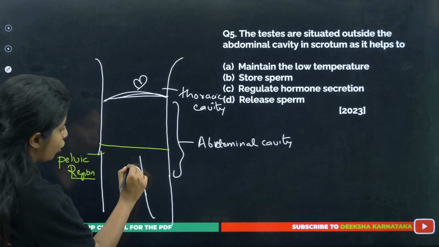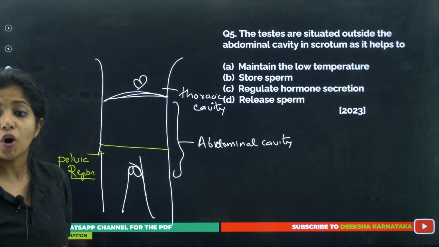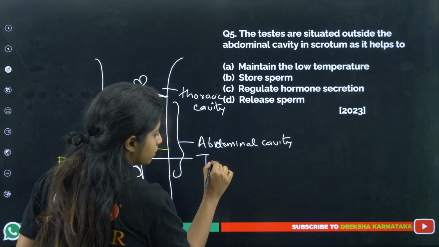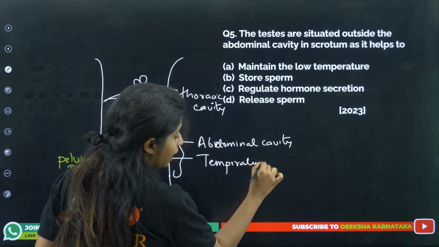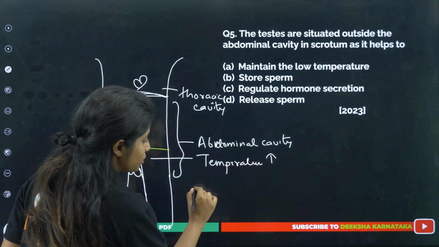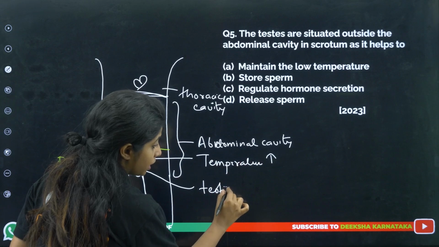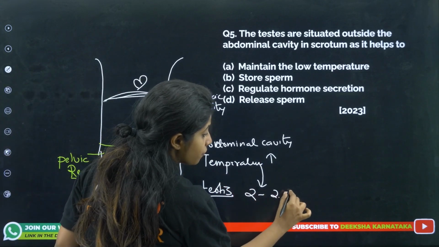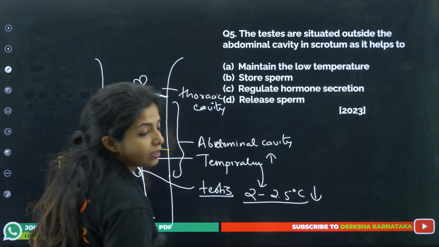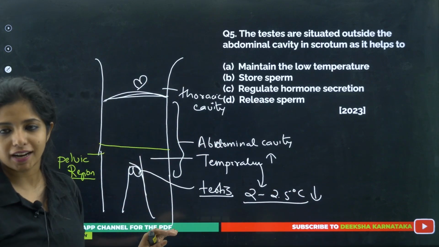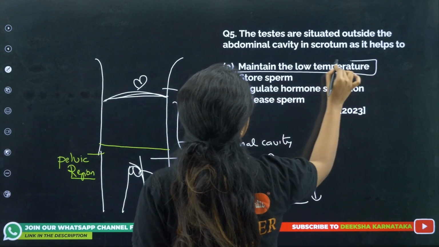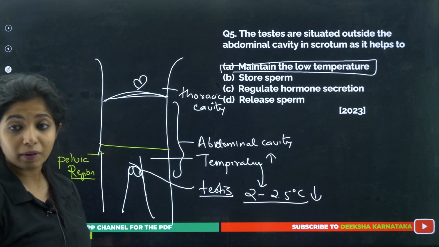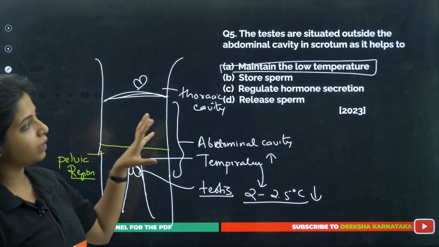Now, the male scrotum is located outside the abdominal cavity. Why so? Because if it stays inside, the temperature is quite high. But for the formation of sperms, for which you have testis, it needs almost 2 to 2.5 degrees Celsius lower than the normal body temperature. Then only things can happen. So it maintains the low temperature. This becomes the answer. 2023 question. So testes are situated outside the abdominal cavity in the scrotum as it helps to maintain the low temperature.